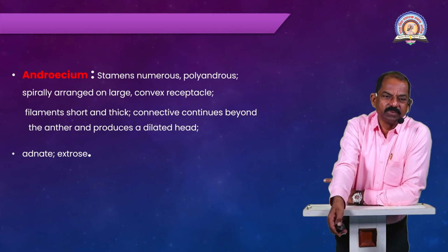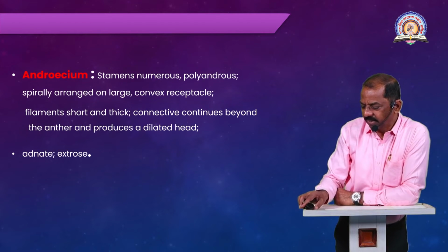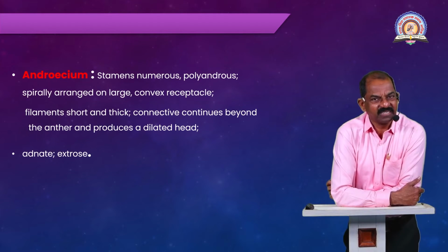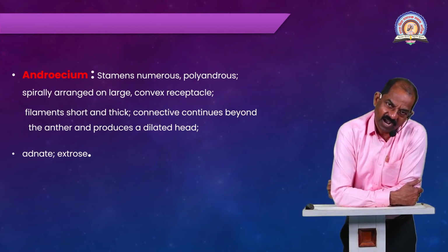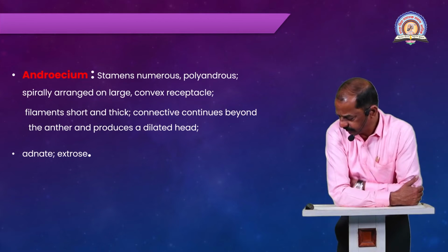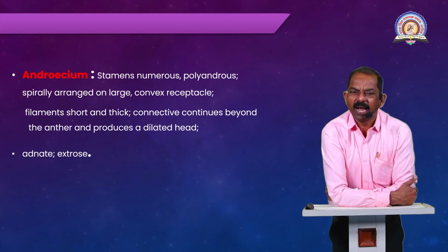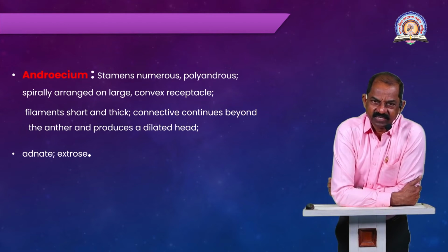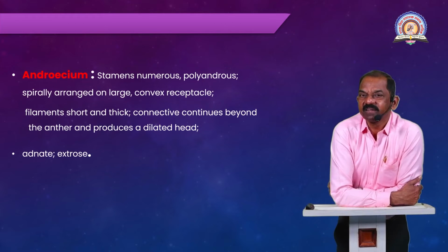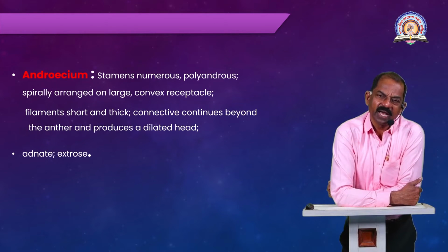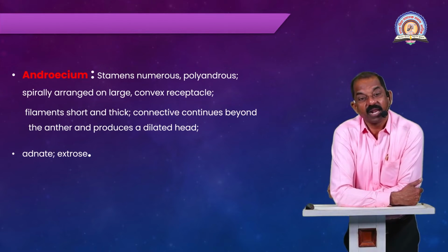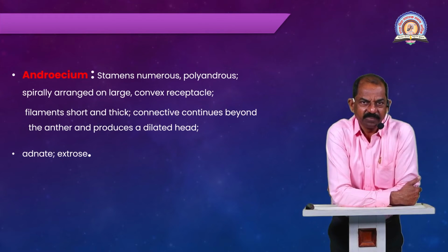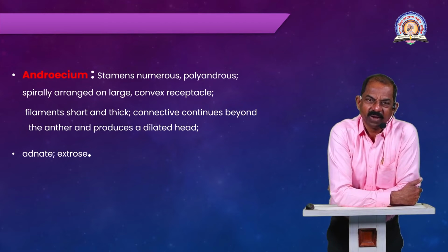Then next we will see the necessary organs of the flower, the gametophytes. They are the androecium and the gynoecium. Androecium is made from the stamens. The stamens have the filament and the anther. In between the anther and the filament, a connective is there, and that also plays an important role in classification, in identification, and in nomenclature of the plant.